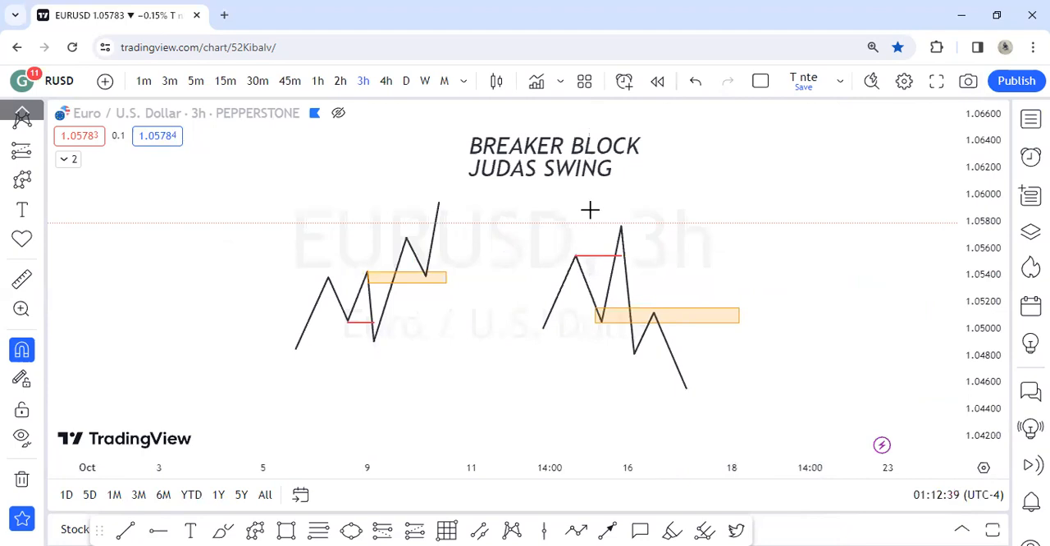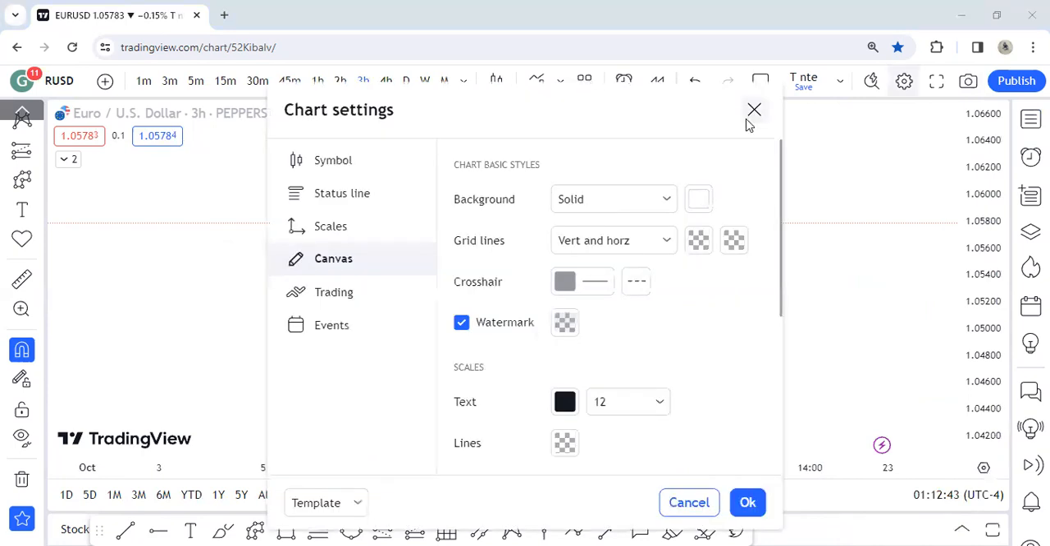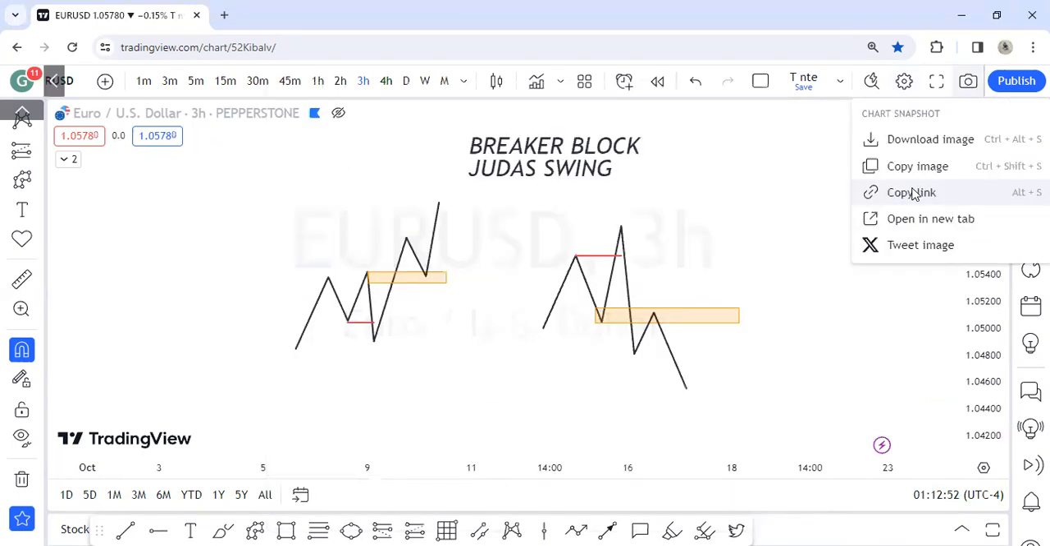You have no business looking for breaker blocks when the market is not trending in that direction. That means for you to consider a valid breaker block, you want to make sure that price is in that overall trend. You want to be looking for bullish breakers when the market is bullish, right? You don't want to be looking for bullish breakers when the market is bearish, or looking for bearish breakers when the market is bullish, right?